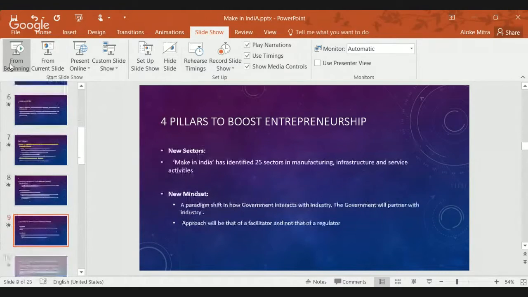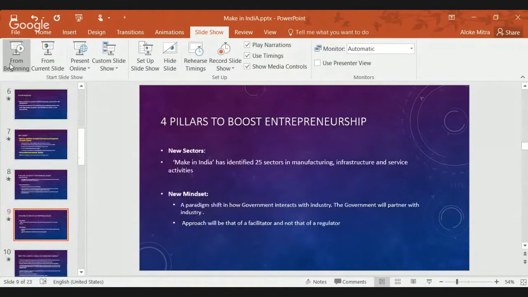The third pillar to boost entrepreneurship is new sectors. So the Make in India campaign has identified 25 sectors, not only in manufacturing, but also in infrastructure and service activities. Finally, the fourth pillar, which is perhaps the most important pillar, is a paradigm shift in how the government interacts with the industry. The government henceforward will partner with industry, and the approach will be that of a facilitator and not that of a regulator anymore. Post-independence, the government has actually restricted industrial growth by being more of an archaic regulator rather than a facilitator.